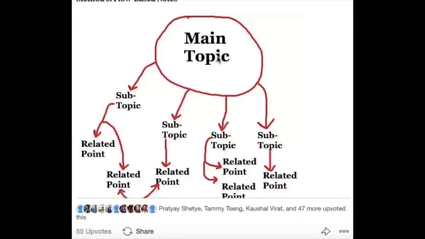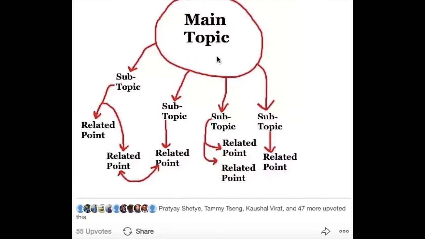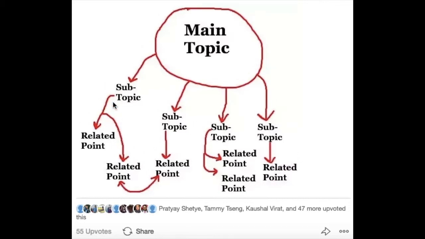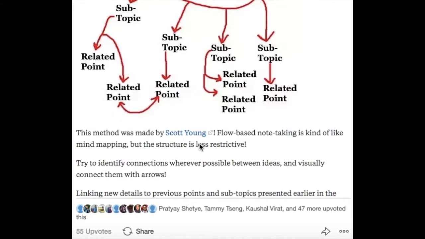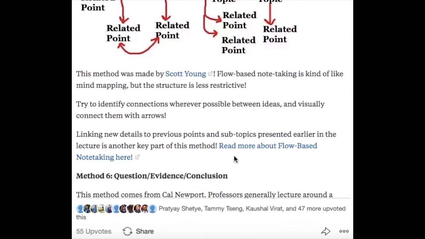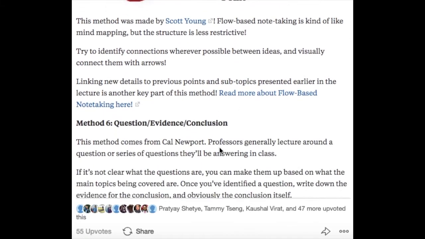As you can see here, you take a main topic and you just freestyle, basically. You take different subtopics and write those in, and then you write related points, and wherever you see different connections between the material, you just draw arrows between them. So it's basically like mind mapping, it's just a lot less restrictive, and there are other ways to do it too, and you can go read more about flow-based note-taking. I'll put a link to that down below.